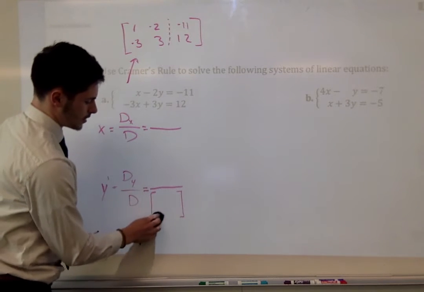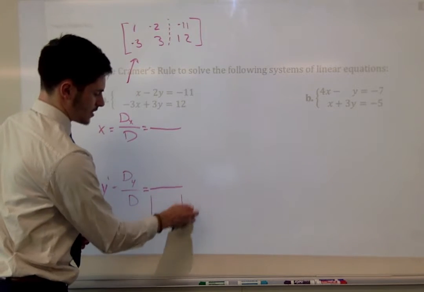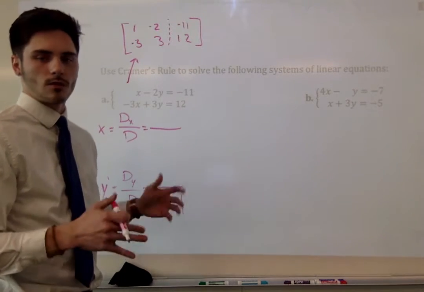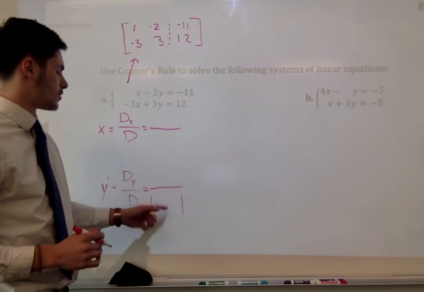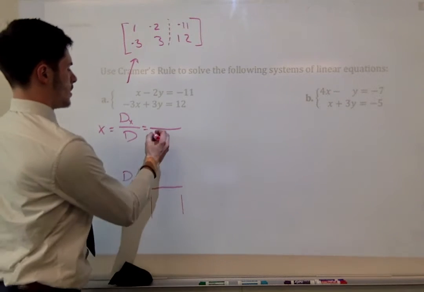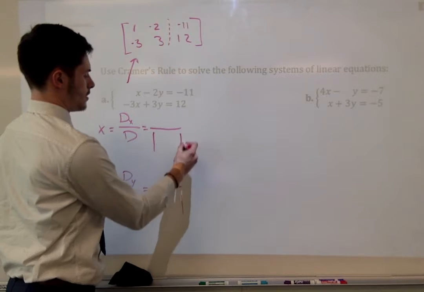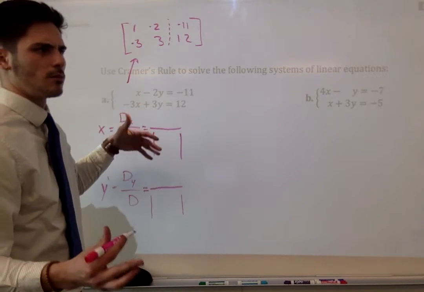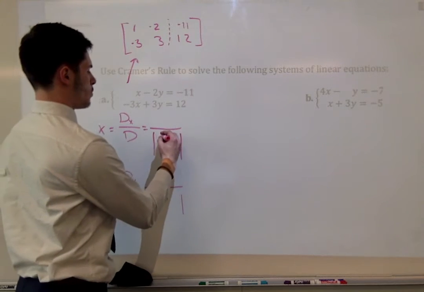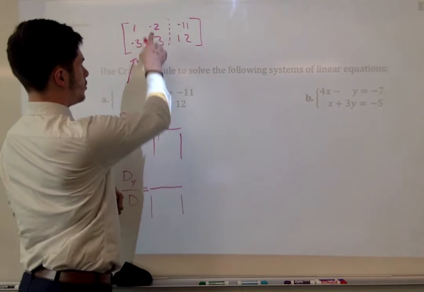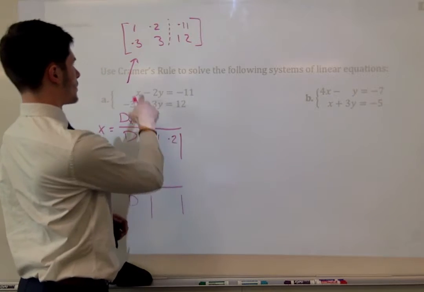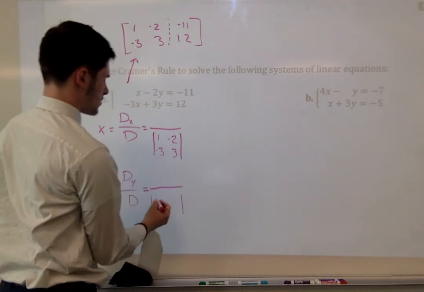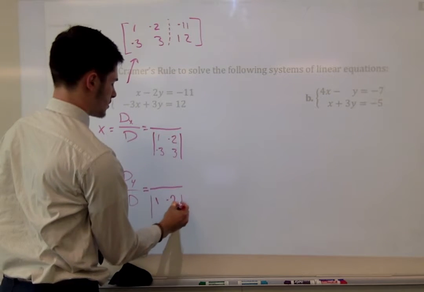And actually I'm going to rewrite this just as the determinant of the matrix so that we don't get confused. But we'll have the determinant of the matrix down here and the determinant of the matrix down here. These are both going to be the coefficient matrix, so we'll have 1, -2, right? And then -3 and 3. And same thing with this one, coefficient matrix didn't change.